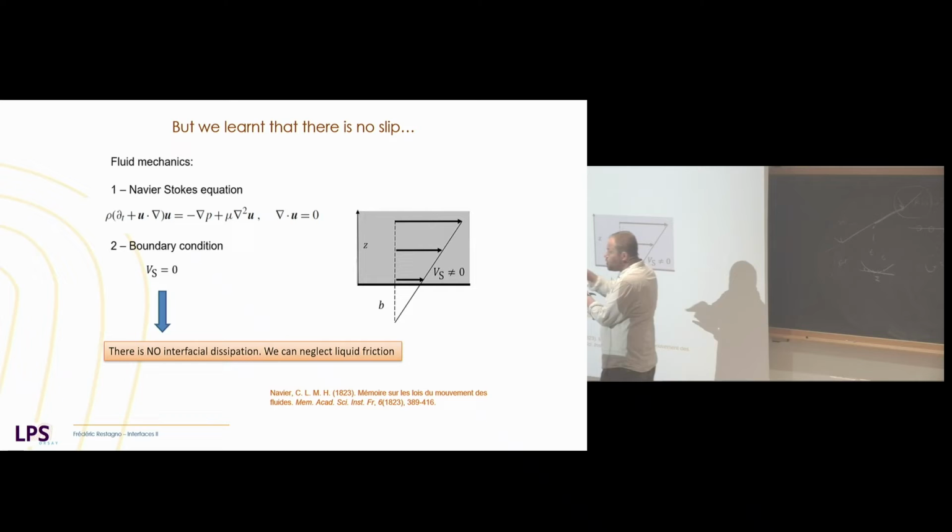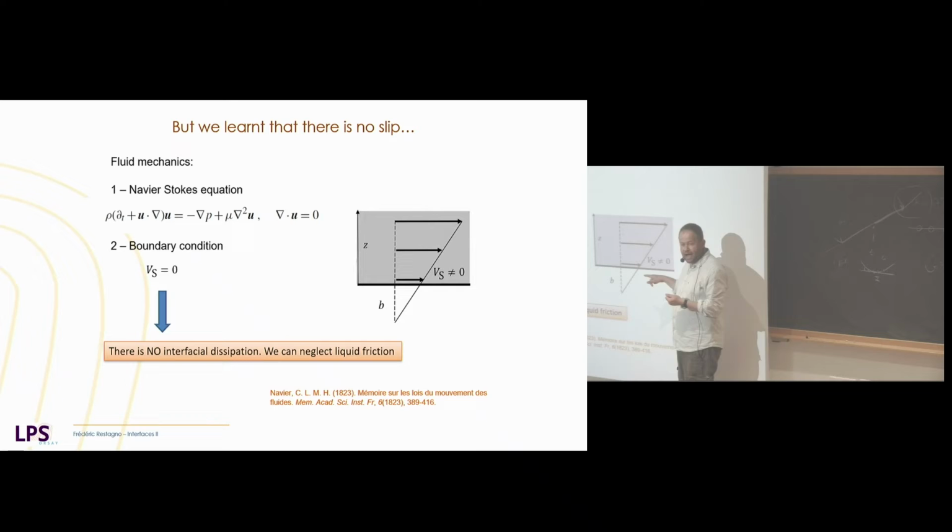If two layers of fluids have different velocities, then it will dissipate energy. But Navier said, well, at the interface, I should write something exactly the same. I should say that there will be a stress at the interface which will be proportional to the difference of velocity between the solid and the immediate layer of liquid close to the interface.